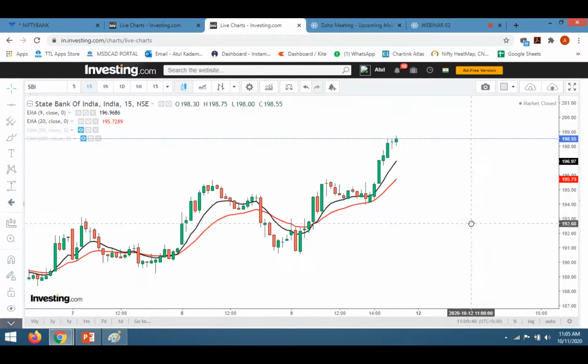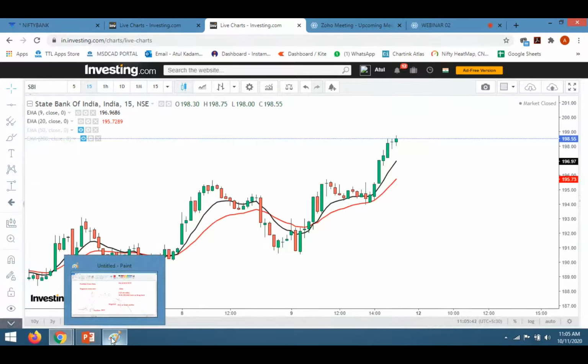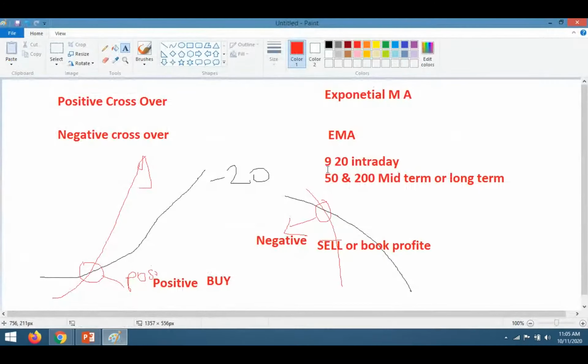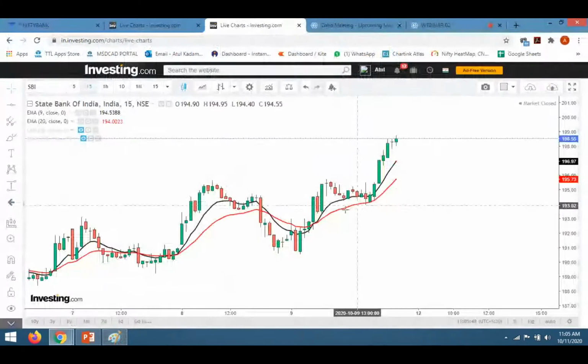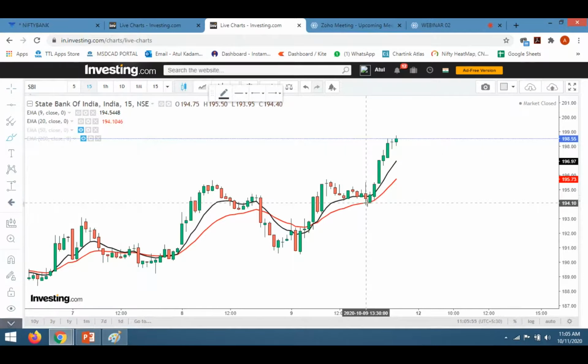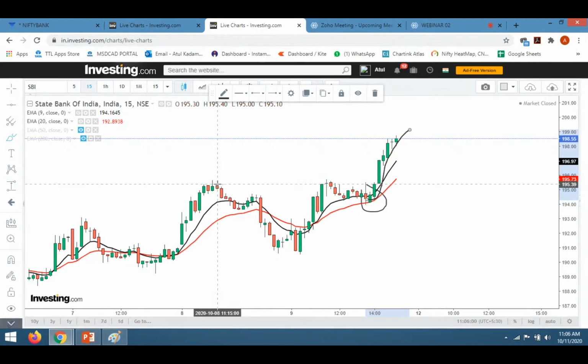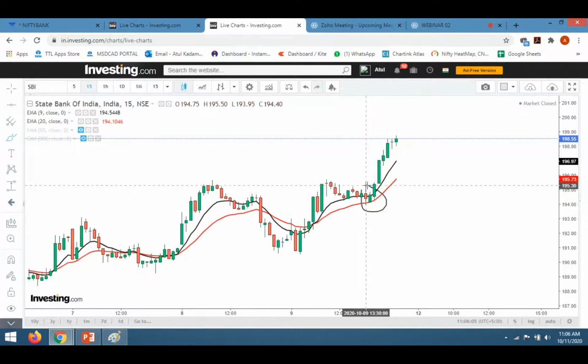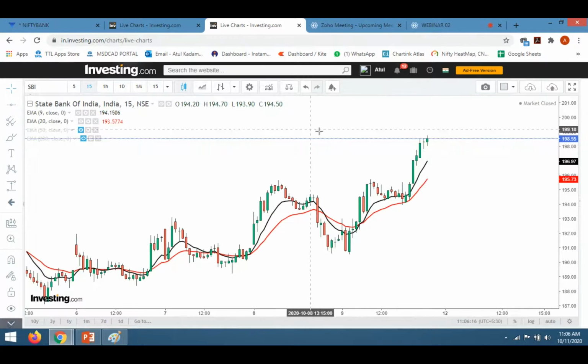One more thing that I missed telling you: moving averages also act as support and resistance. These are dynamic support and resistance. If you see here, price comes to the 20 EMA, takes support and goes up again. So many times it acts as support or resistance. But we are not using this much for support and resistance. I also do not prefer to use moving averages as support and resistance. I use them only for positive and negative crossovers for my entry and exit, and it works really well for that.